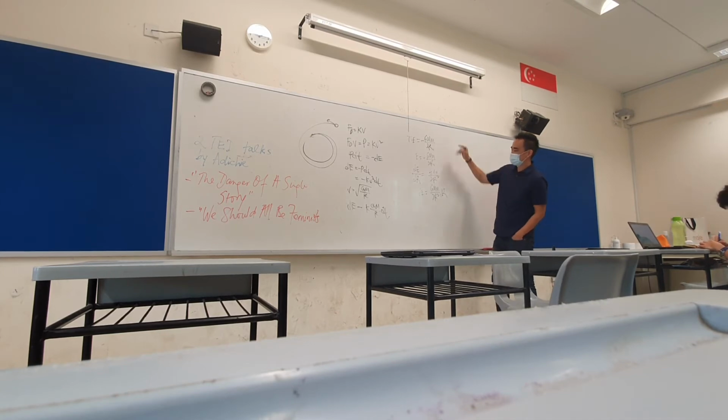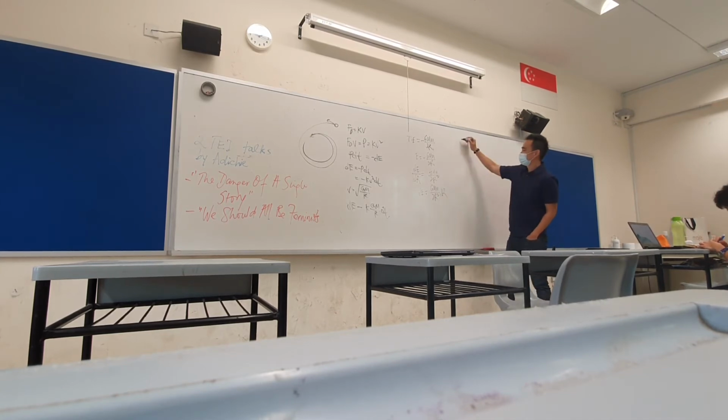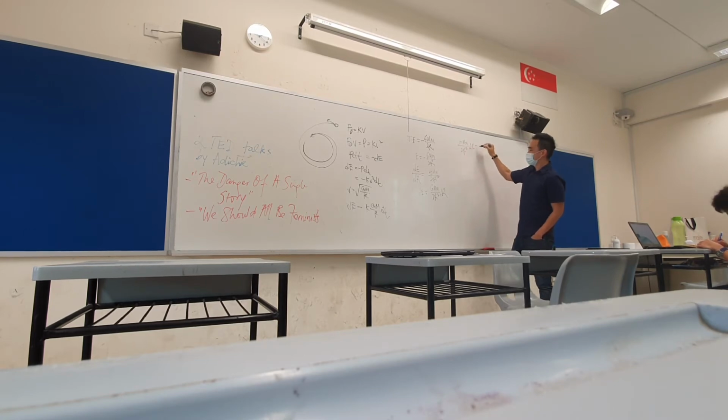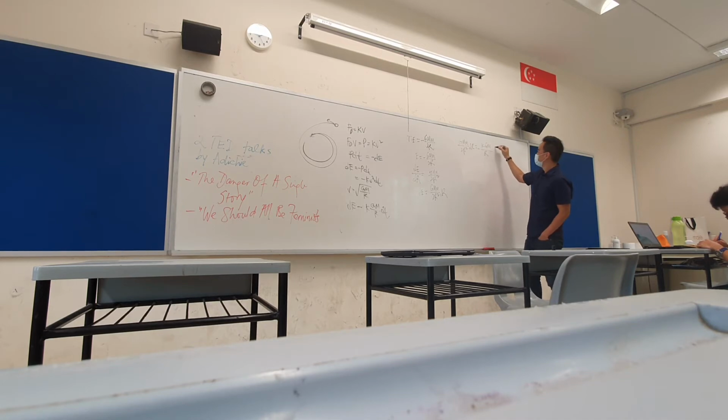So if you put dE into there, GMm upon 2R squared dR is going to be equal to k GM upon R dt. And you can do quite a bit of cancellation. So dR upon R is equal to 2k upon m dt.